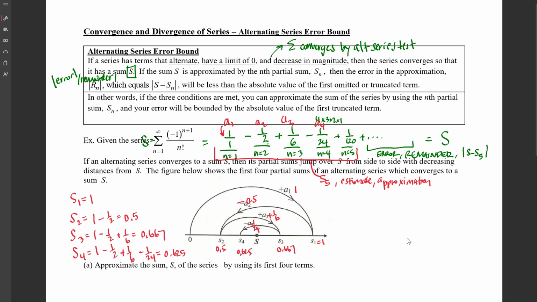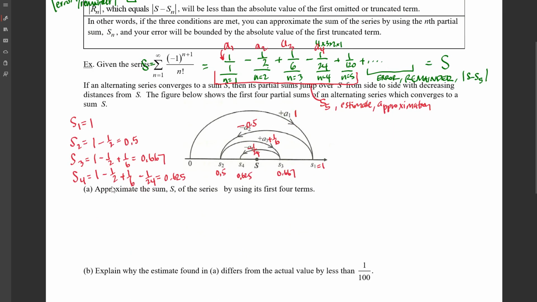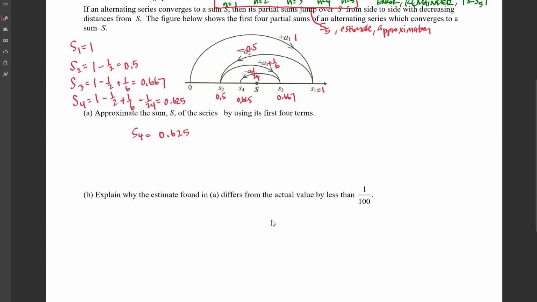Okay, and that's what this first thing says to do, if you're looking at the notes. It says approximate the sum of the series by using its first 4 terms. So using its first 4 terms, I'll have S4 is equal to 0.625.